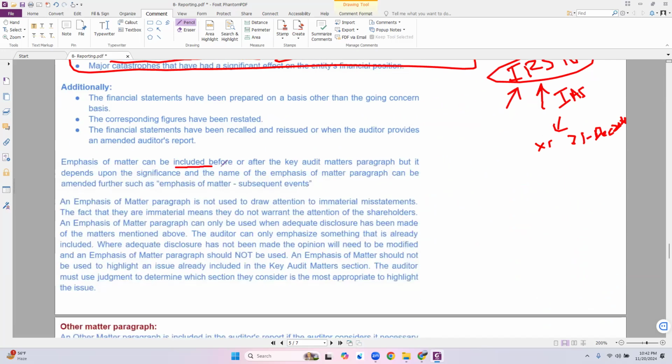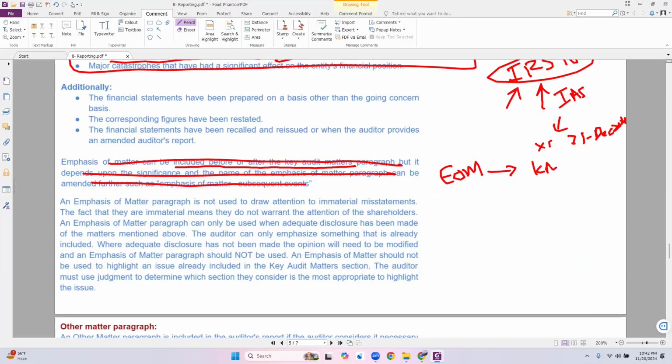Emphasis of matter can be included before or after the key audit matter paragraph. Leave this line. I have added this because this is a very old line. You can ignore this. Just remember, the emphasis of matter paragraph is included before KAM. Understood? Now, the second important thing that you must remember is this last line that I've included here.